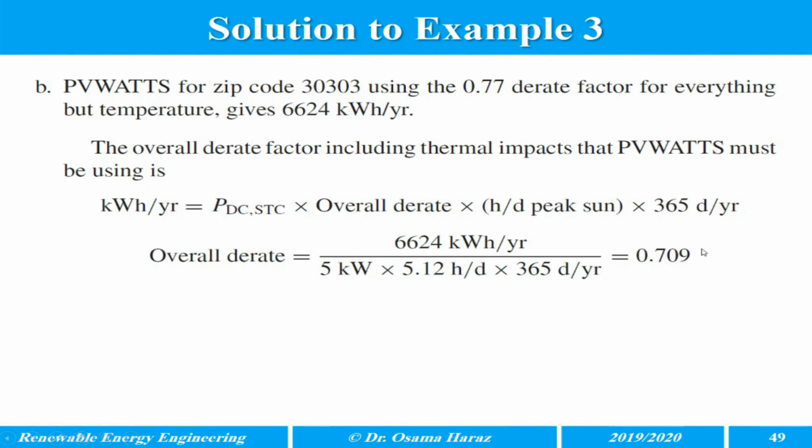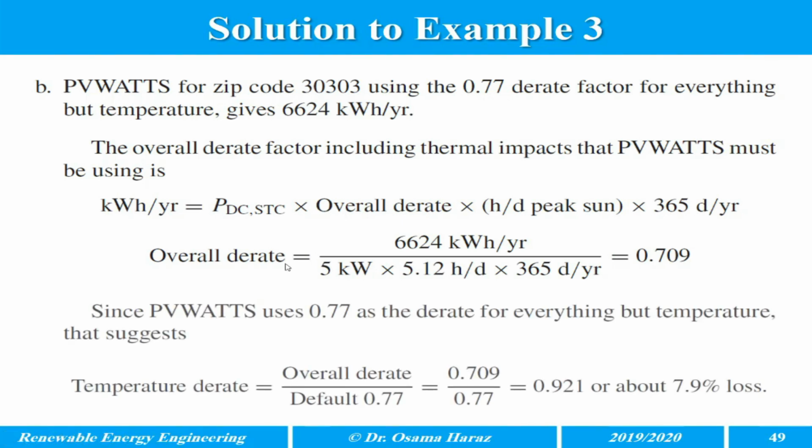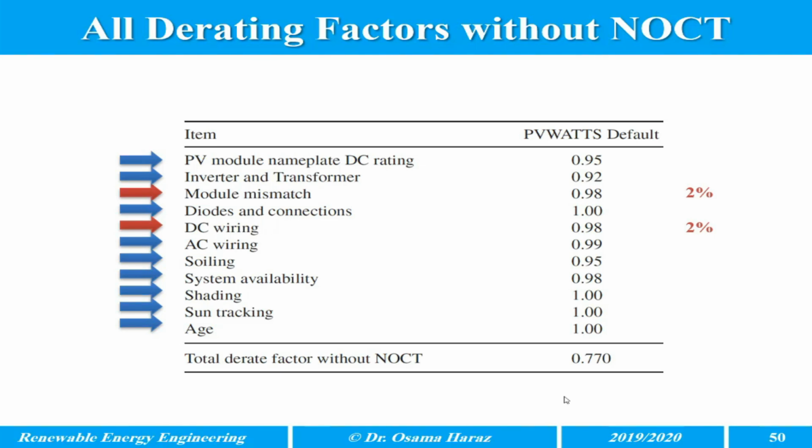0.709. This is the total or overall D-rate. If you know that the D-rate factor without temperature is 0.77, what will be the D-rate factor for the temperature? The temperature D-rate will be the overall D-rate divided by the D-rate factor without temperature. So we have to divide 0.709 by 0.77. So you get 0.921 or 92%. This is the D-rate factor of the temperature. Okay, so this is the end of this example.